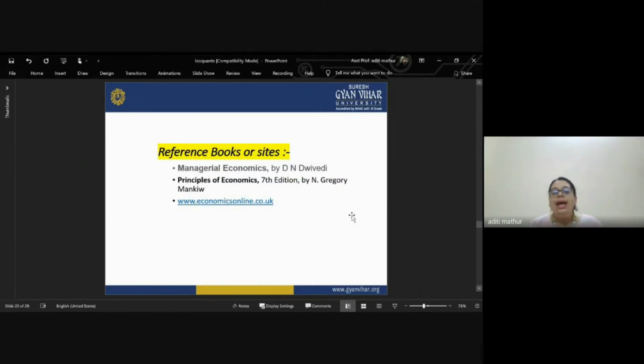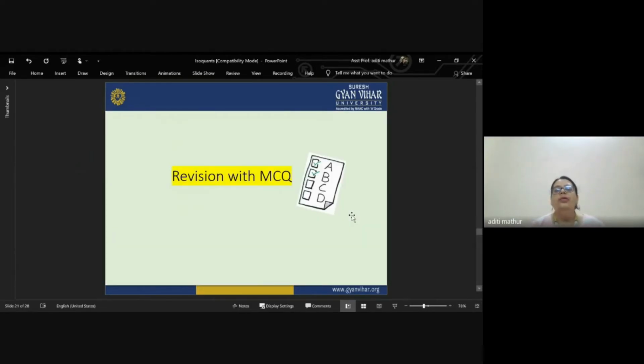So now let us have a quick recap of IsoQuants with the help of the MCQ questions which I have prepared. These 10 questions will help you understand the IsoQuant theory more clearly. So all the best everyone, and I do hope that you score 10 on 10 in this mini quiz. The first two questions are on your screen.